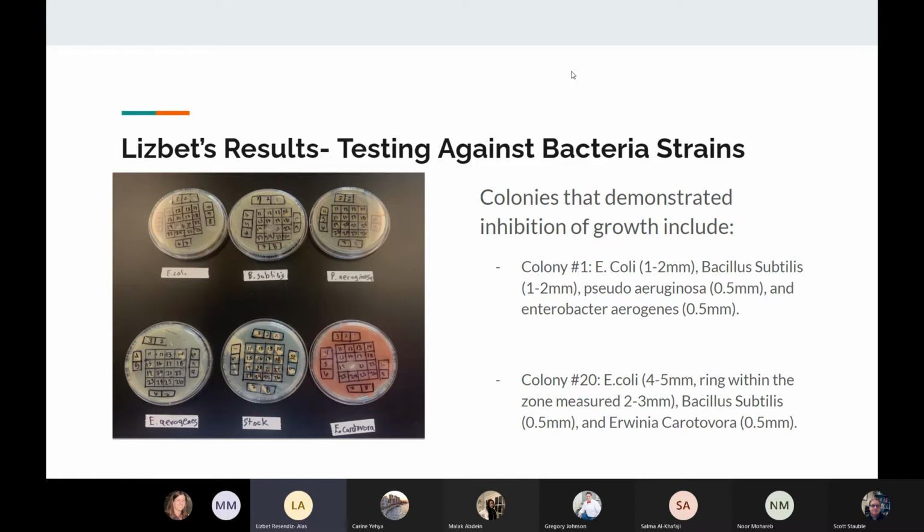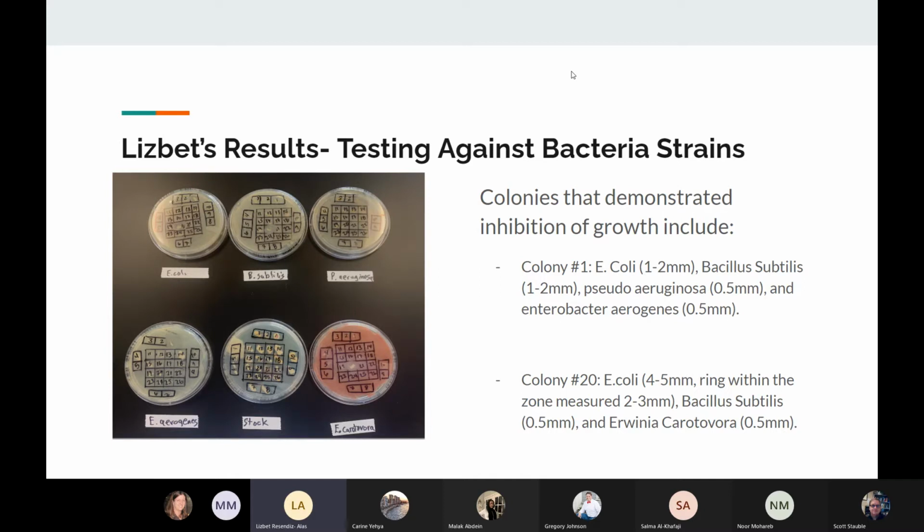On the slide, you can see that each bacteria strain is followed by a measurement, and that's the length or distance of the space of inhibition of growth. We specifically looked at colony number 20 when we tested against E. coli because it performed very differently compared to the others. It had formed 2 rings. The outer ring measured 4 to 5 millimeters, while the inner ring measured 2 to 3 millimeters.